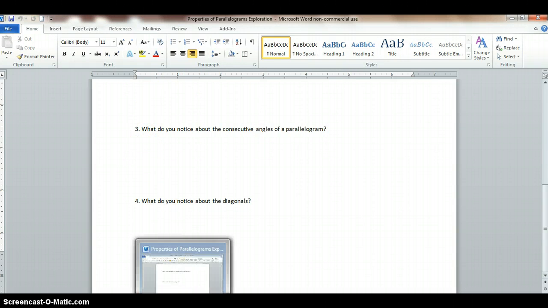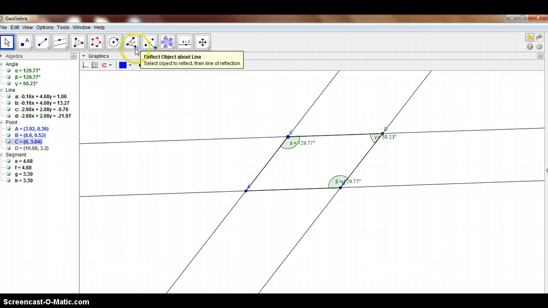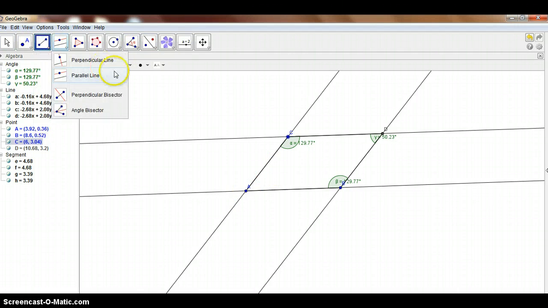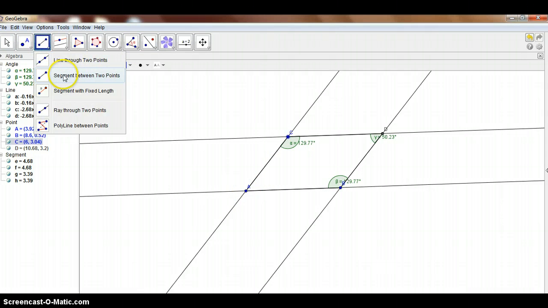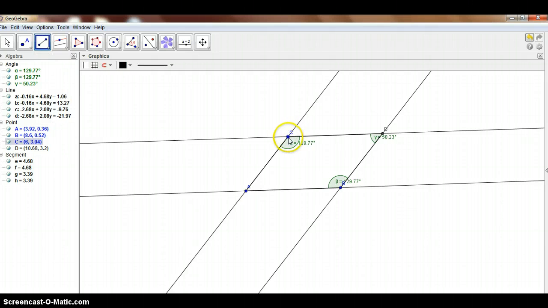Alright, last but not least, the diagonals. I'm going to have you draw a segment between 2 points. So let's go from C to B, that would be one of our diagonals. Go from D to A, that would be another one of our diagonals. And let's go ahead and mark that point in the middle where they intersect. So make sure that both of them are highlighted as you're hovering over it, and click.